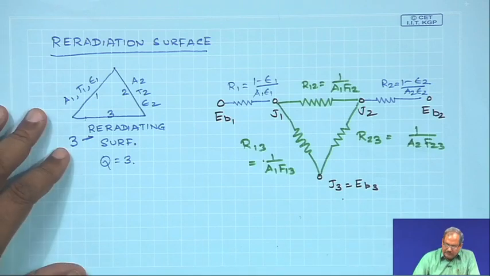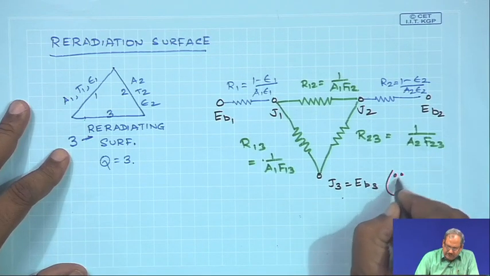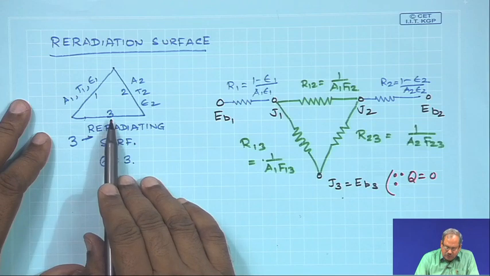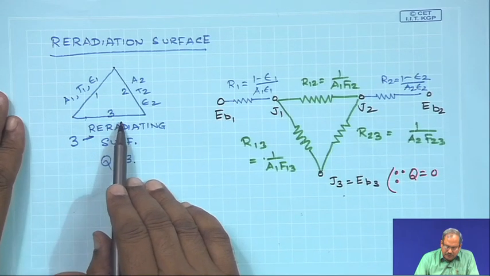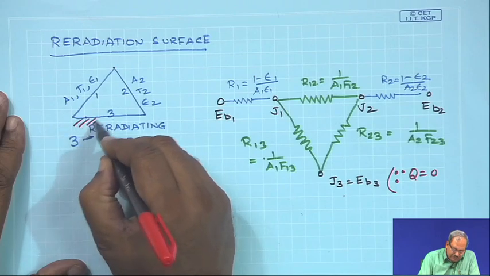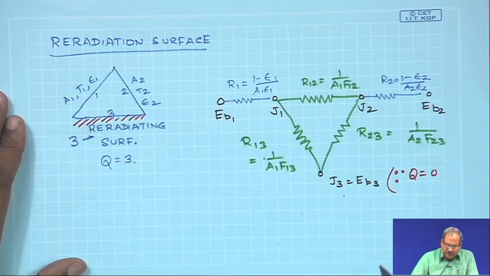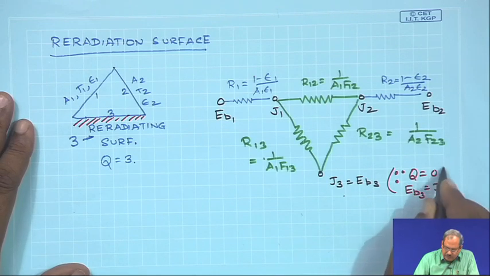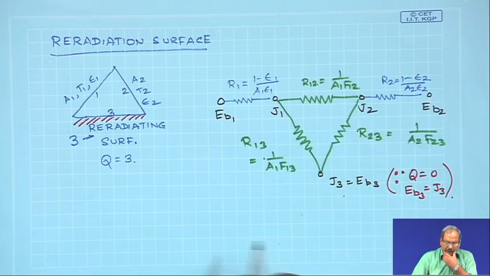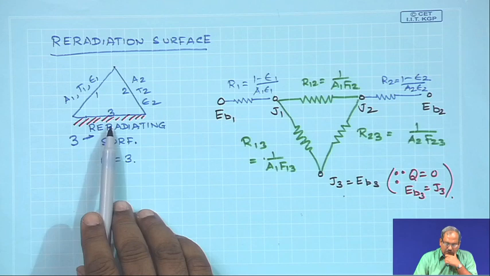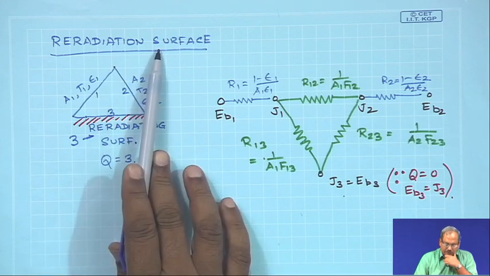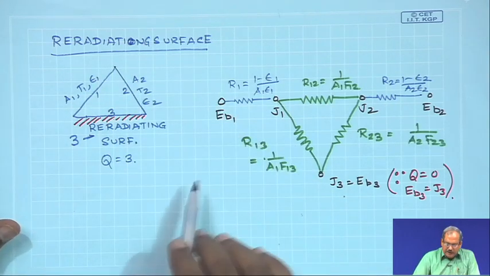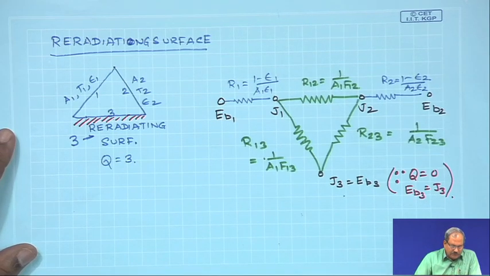So, for this re-radiating surface, since Q is 0, there is no heat that is to be extracted or to be supplied in for a re-radiating surface. So, it is perfectly insulated, let us say, in which case since Q is equal to 0, EB3 is equal to J3. Okay. So, a perfectly insulated surface is a close approximation to a re-radiating surface and Q would be equal to 0. So, EB3 is equal to J3.